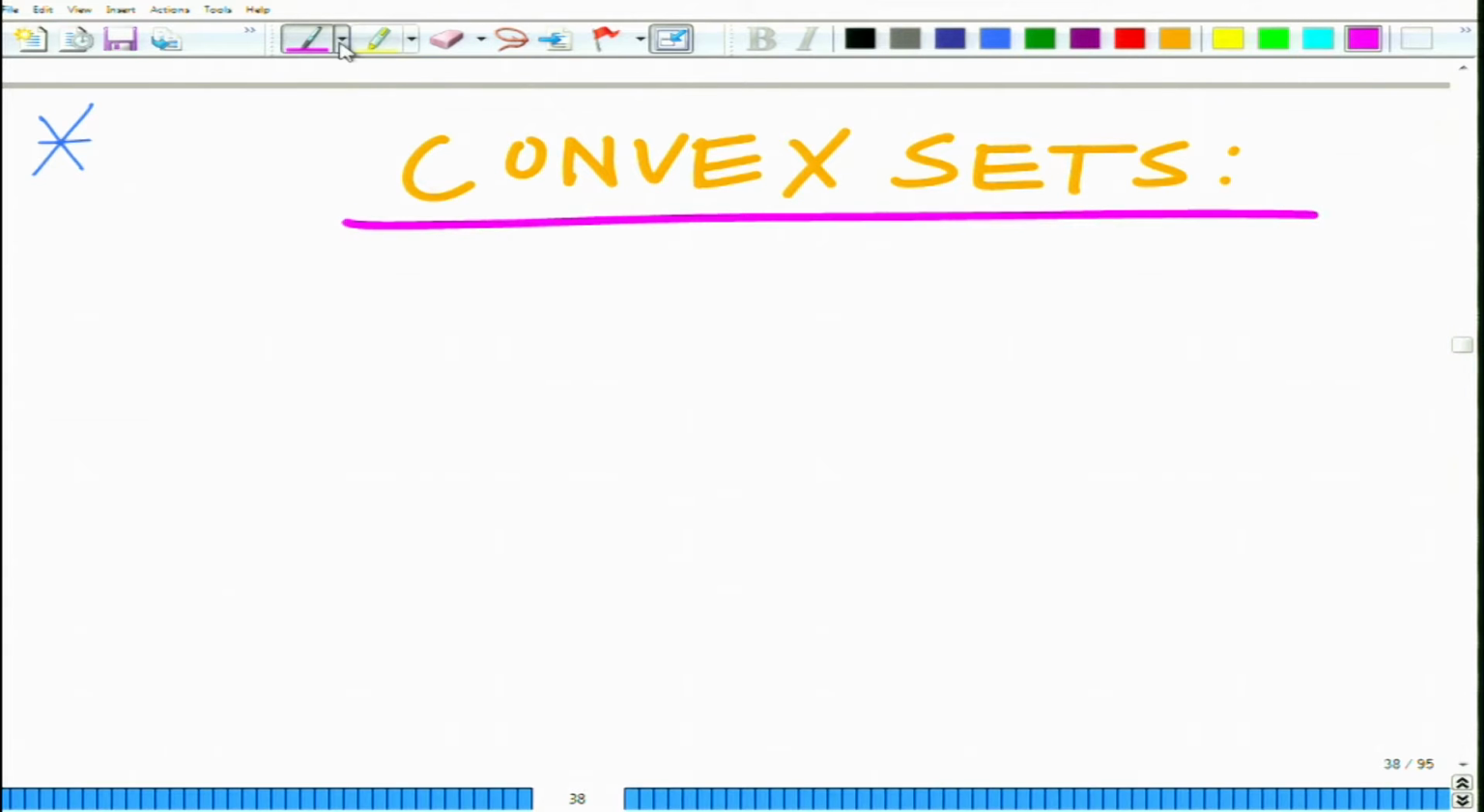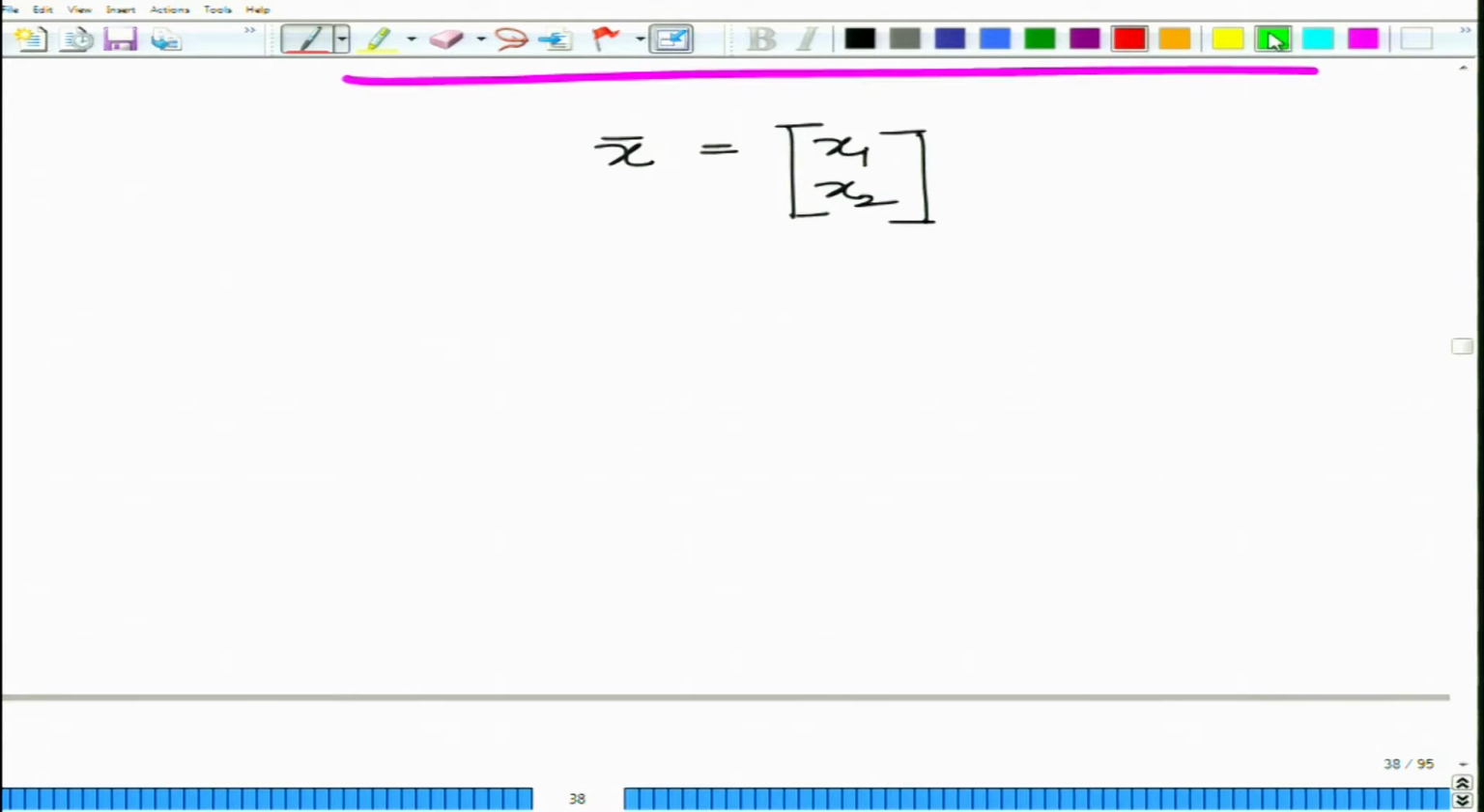And what is a norm cone? Let us consider a two-dimensional scenario. Let us consider a two-dimensional vector x1, x2, and consider the set of all vectors such that magnitude of x1 is less than or equal to x2. So, we want to look at the set of all vectors x bar such that magnitude of x1 is less than or equal to x2. All right, and this can be represented as follows.